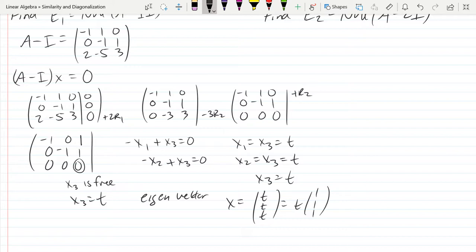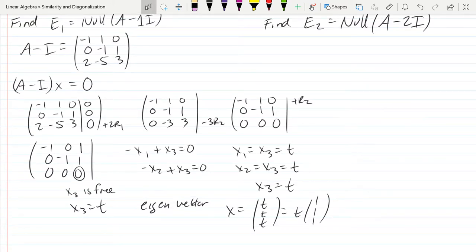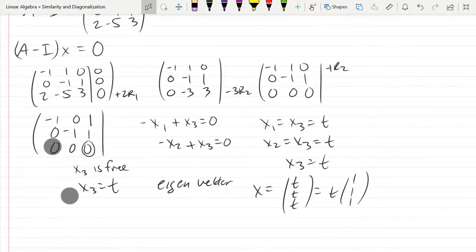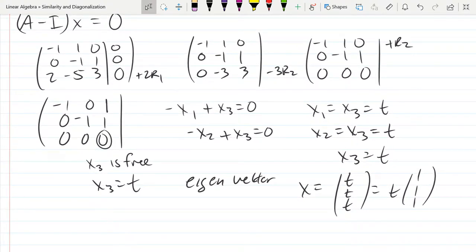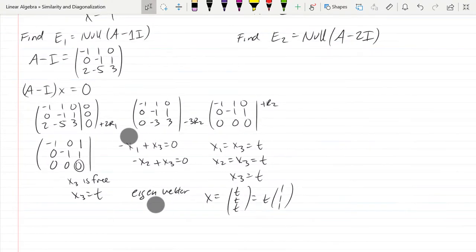So I only got one eigenvector out of the eigenvalue of one. Any questions on getting this eigenvector here? Normally I would have multiplied rows one and two by negative one, but I think at this point it doesn't really matter anymore. There's just some algebra. All right, so that is the first eigenvector.